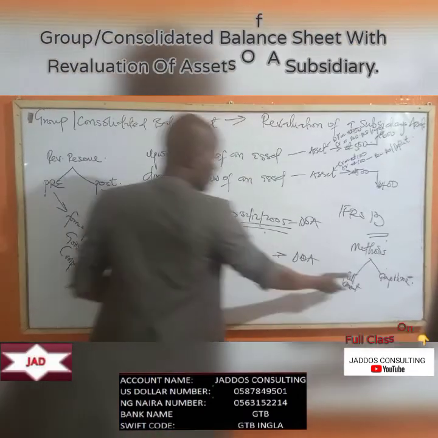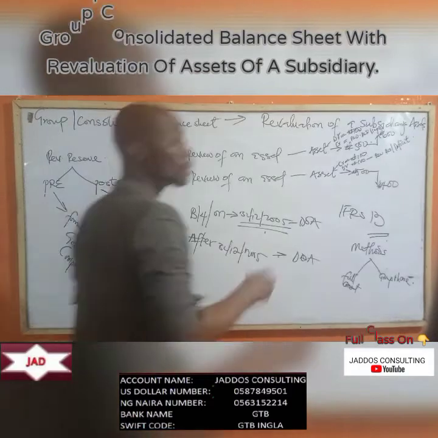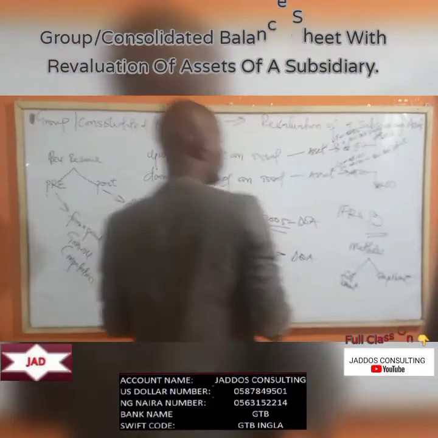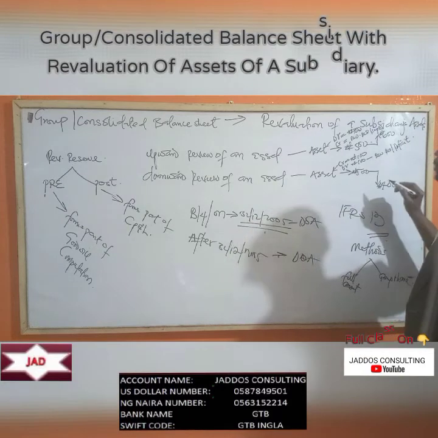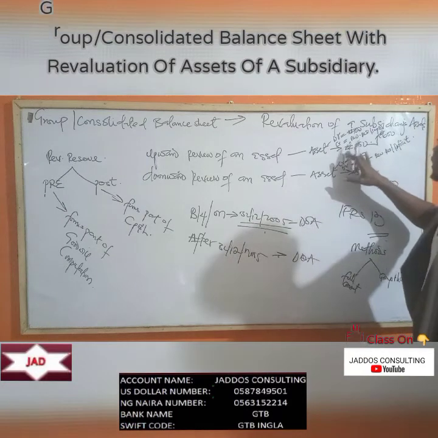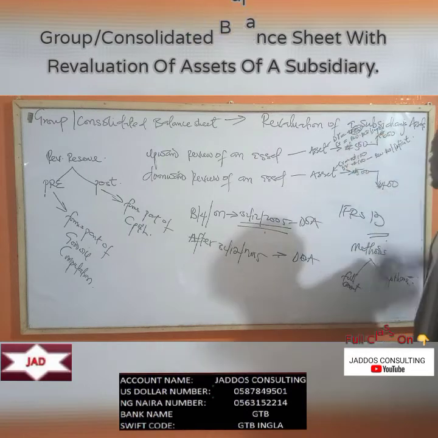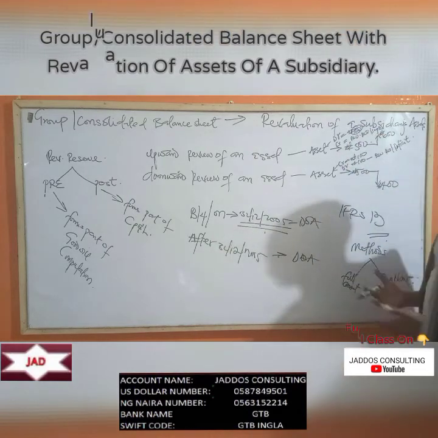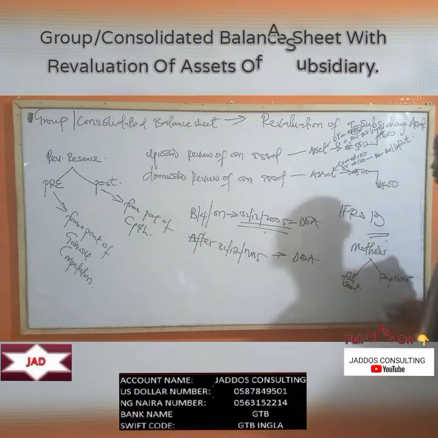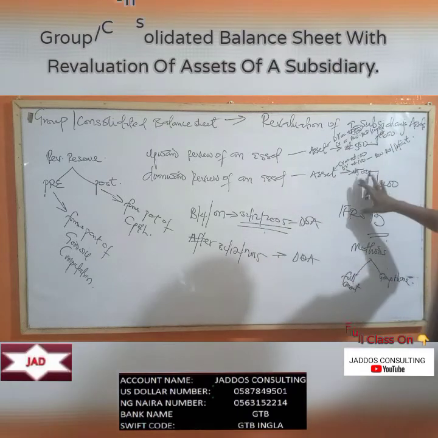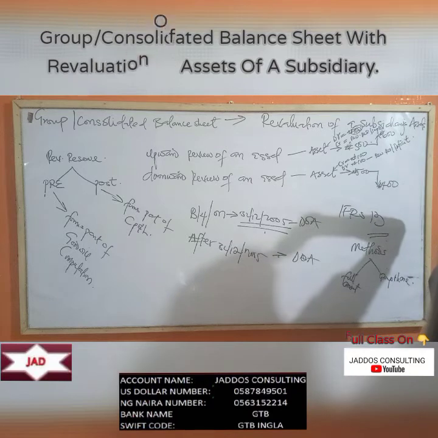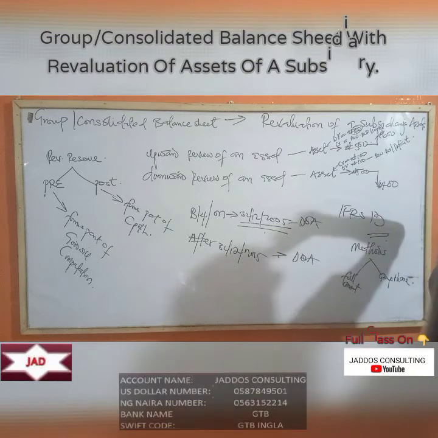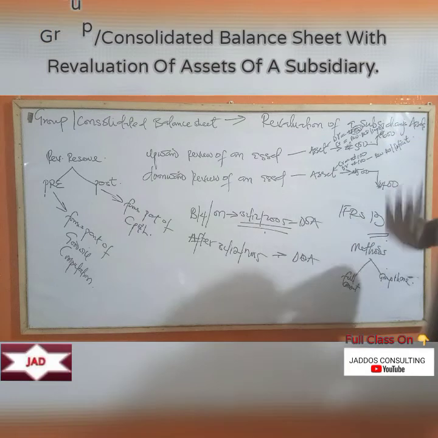You say the full amount here, it means that you are going to take into consolidation the total amount of increase or decrease. In this case, there's an increase of 100 naira. Here, there's a decrease of 100. So let's assume there's an increase of 100. That is going to the revaluation reserve, regardless of whether pre or post.